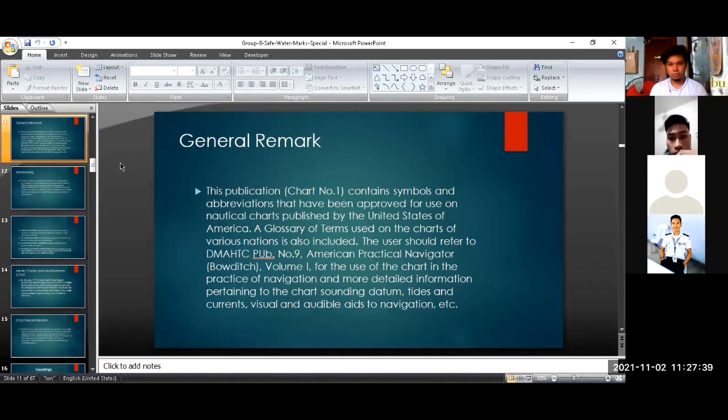The user should refer to DMA HTC Publication Number 9, American Practical Navigator, Bowditch, Volume 1, for the use of the chart in the practice of navigation and more detailed information pertaining to the chart sounding datum, tides and currents, visual and audible aids to navigation, etc. Next slide, please.